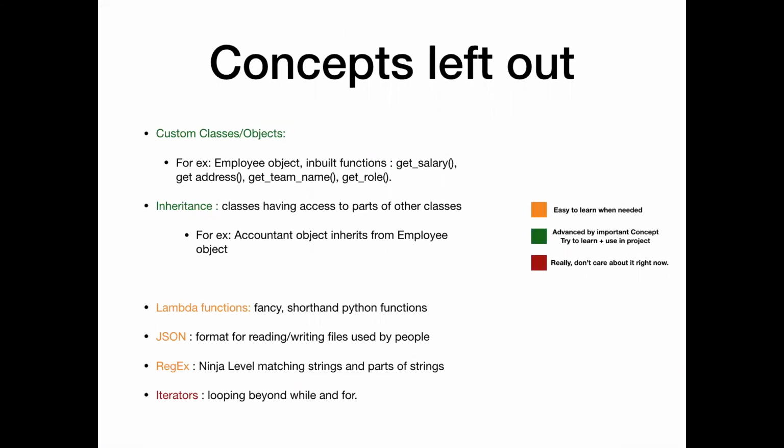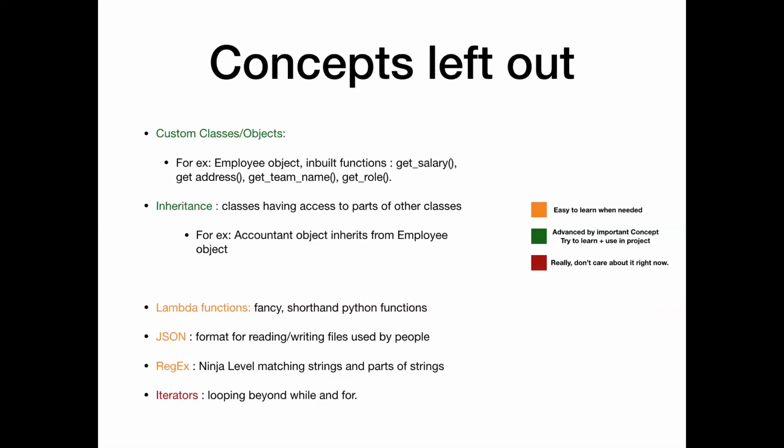A file handler object or a list object or a dictionary object comes inbuilt with Python. But sometimes you may want to make your own object. When I say object, I create an object which comes with its own properties or its own functions. For example, if I'm maintaining information about employees, I may create an employee object. It will probably come with inbuilt functions which you have created, like get salary, get address, get team name, get role.